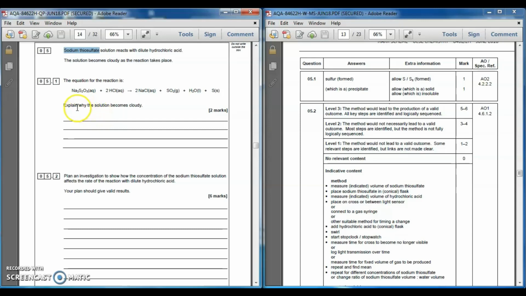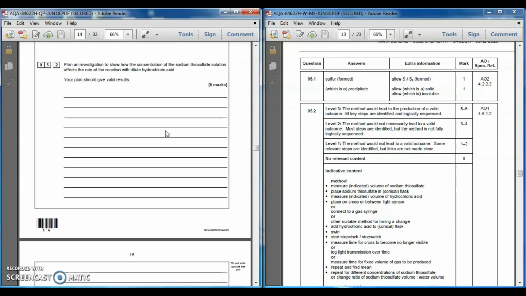So for this one, 5.1, why it becomes cloudy, it's all about this. So if you said that it produces sulfur, there's your first mark, and the reason that matters, sulfur is a solid, that would get you the mark. The proper word we use for that is a precipitate. So you'll remember seeing this when you had a conical flask and you gave it a little swirl, and eventually the black mark underneath it was no longer visible because there was that much sulfur blocking the way. It went really cloudy.